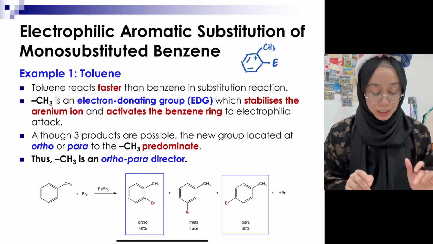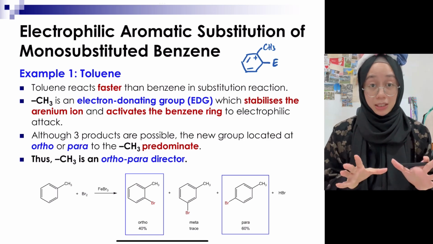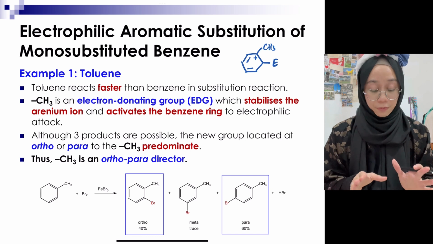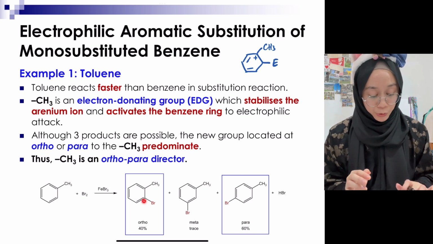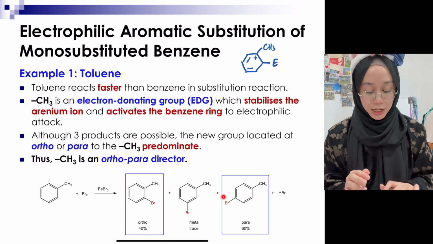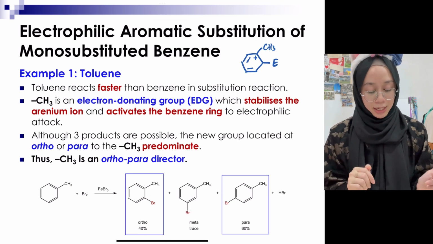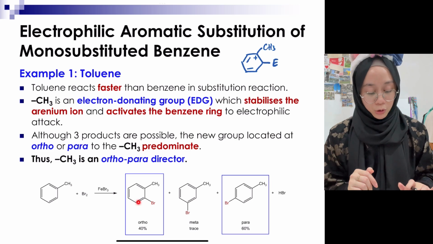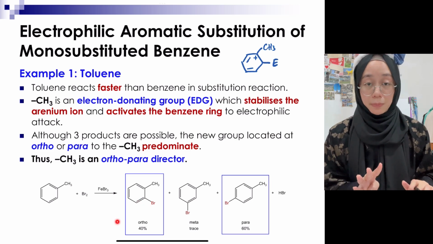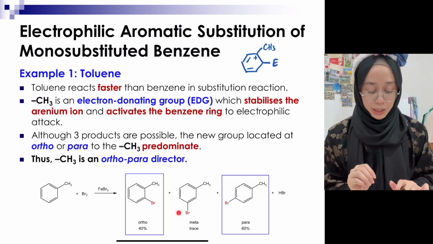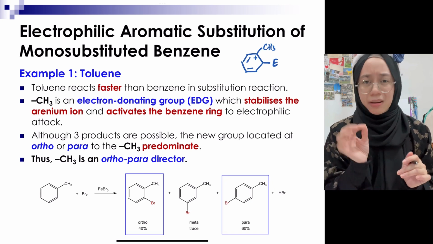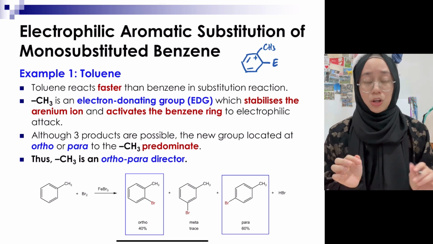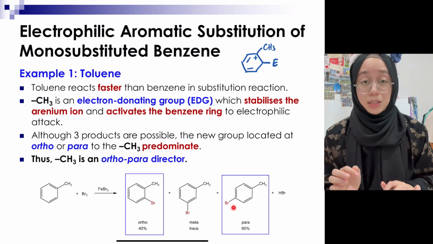However, as you can see in terms of percentage of the product form for each position of our new group, bromine. Bromine is the new group that we want to add as the second substituent. If it goes to the ortho position, 40% of them are produced. Meanwhile, if it goes to meta, only traces of it are found, meaning very little. And for para, 60% of them is produced.